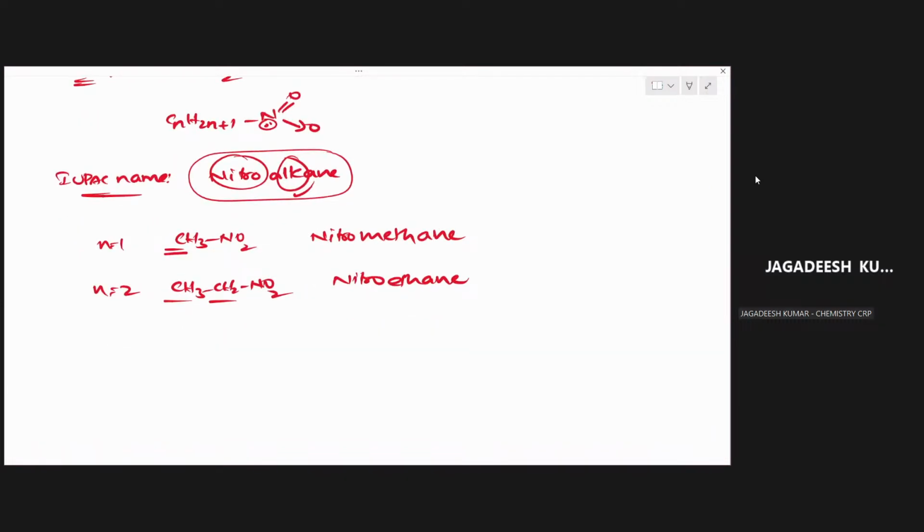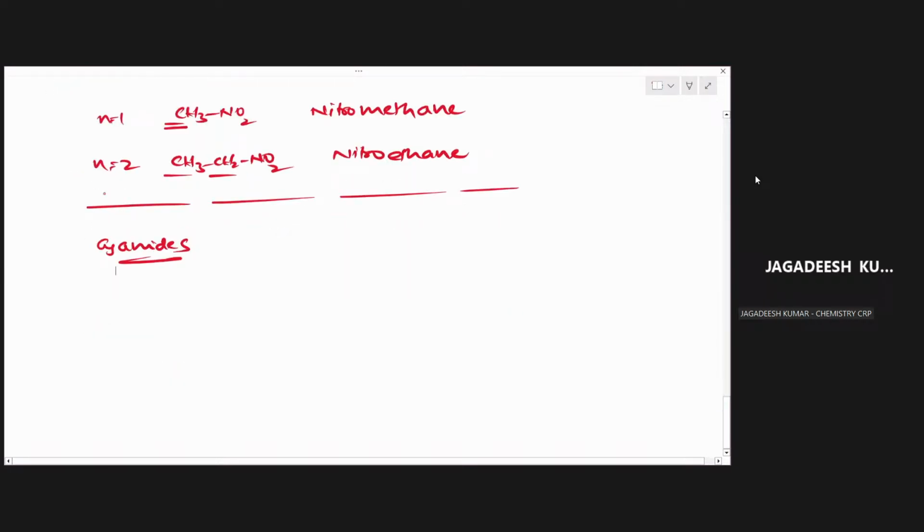And next, one more functional group here. I'm giving one more functional group, that is cyanides. I think you have heard this word, cyanides. So what is the general formula of cyanides? Here R-C triple bond N. So these are called cyanides. Here the cyanide functional group is CN. And here, if you see, the secondary suffix is nitrile.